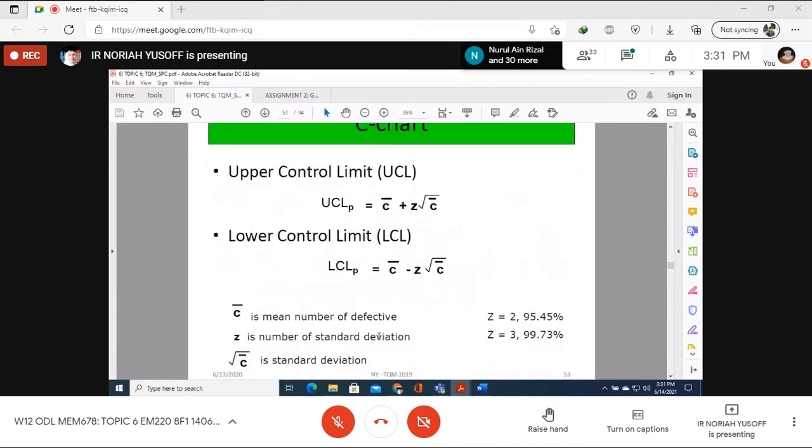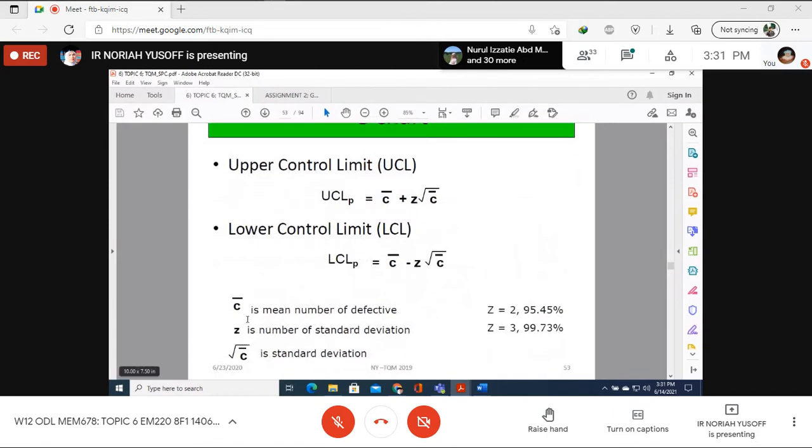Let's look at this example. C bar is the mean number of defectives. Z is the number of standard deviations. The square root of the C bar is the standard deviation. So the Z value is the control limit. It is applicable in any of the calculations though, as long as it is given to you. Usually we will give the students this value, and what you need to do is just substitute into the formula and check which control chart is suitable for that calculation. It's either the variable chart or the P chart or the C chart, unless it is mentioned to you which one to use.